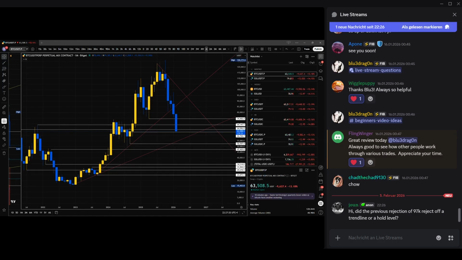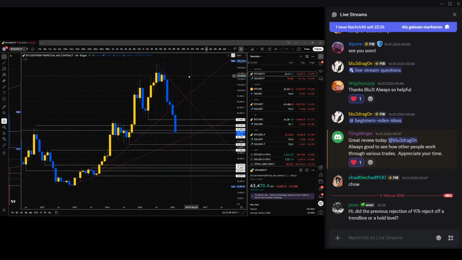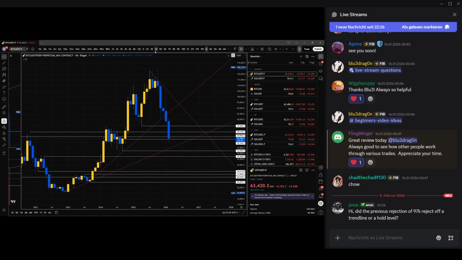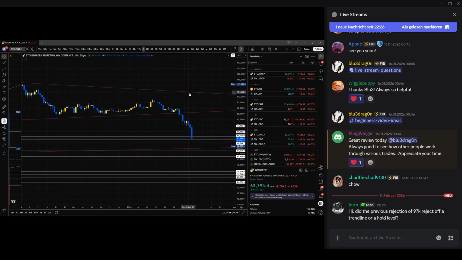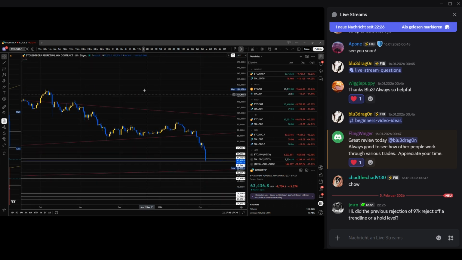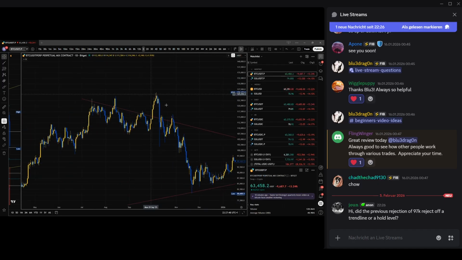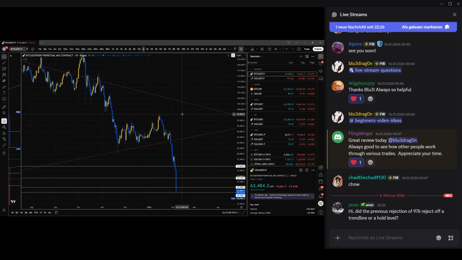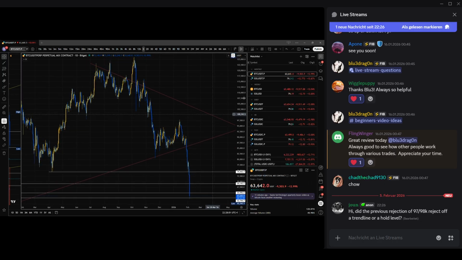So June is asking, hi, did the previous rejection of 97K reject off of a trend line or a hold level? That's a good question. It was 98K as far as I know, a bit higher than that. What did it reject off of? Okay, on this chart it was 97. I know on my Binance it was, I guess, 98,300 or something. Yeah, we can look up here.